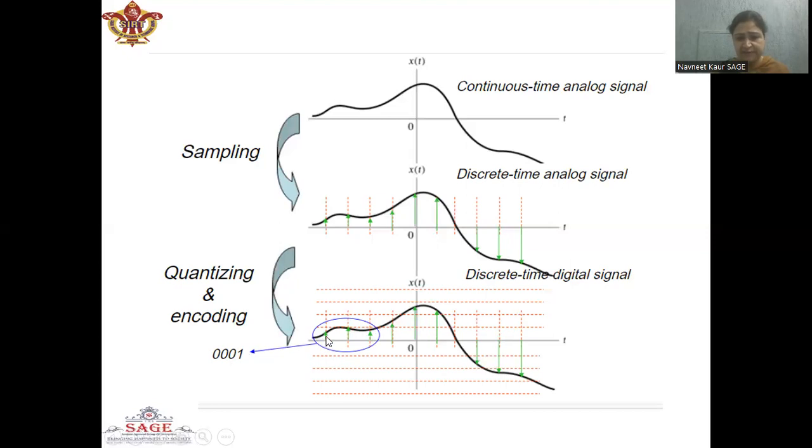Here we can see that if I have a sample at this instant, and I round it off to the nearest quantization level, I will get the quantization level here. If the encoded value provided to this level is 0001, then this amplitude value is automatically encoded into the bit combination 0001. This is how an analog signal is converted into a binary signal or digital signal.